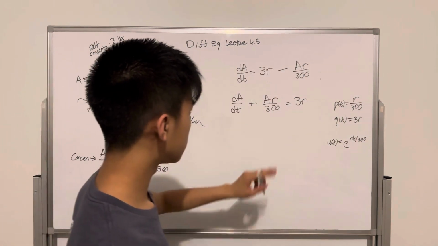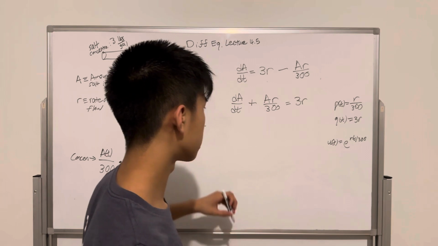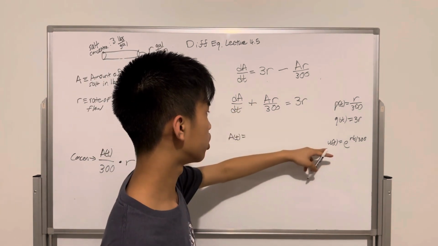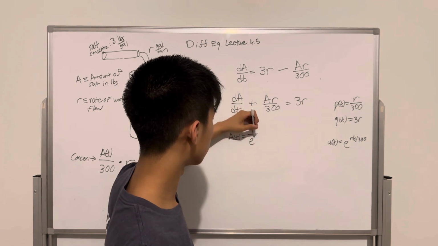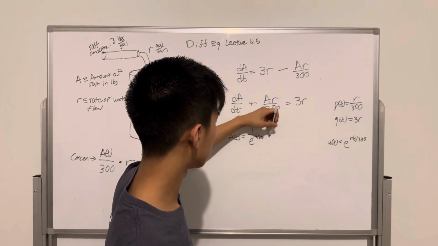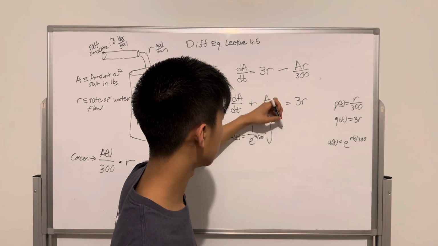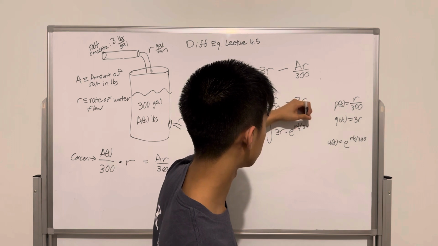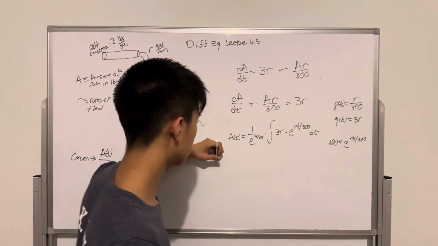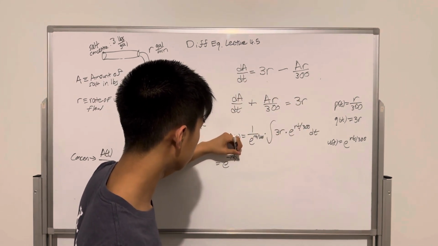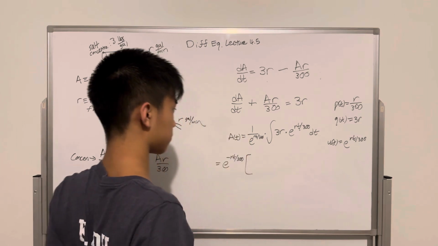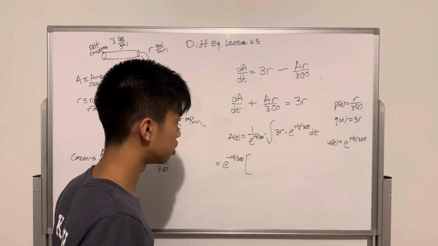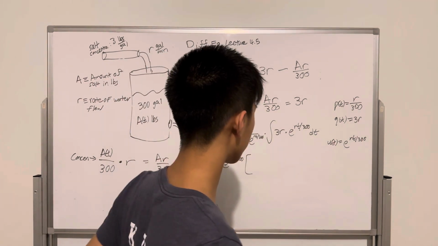So now we can generate a solution by plugging into the formula. We have A of t equal to 1 over u of t, so 1 over e to the rt over 300, times the integral of 3r times e to the rt over 300 dt. So e to the negative rt over 300 times the integral. And now this is an annoying u substitution because of all the added variables.